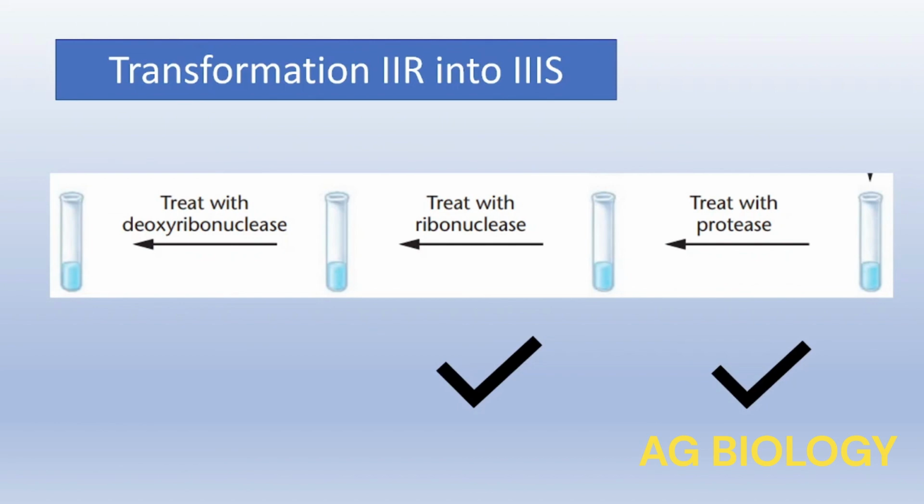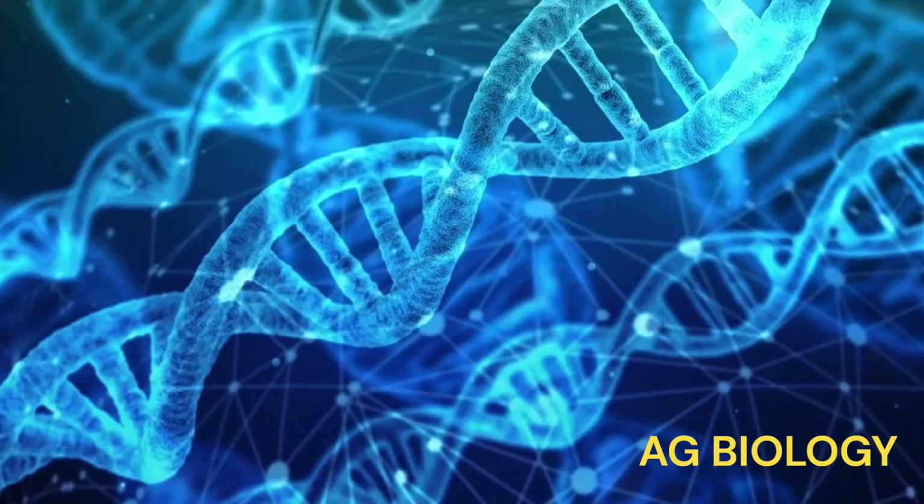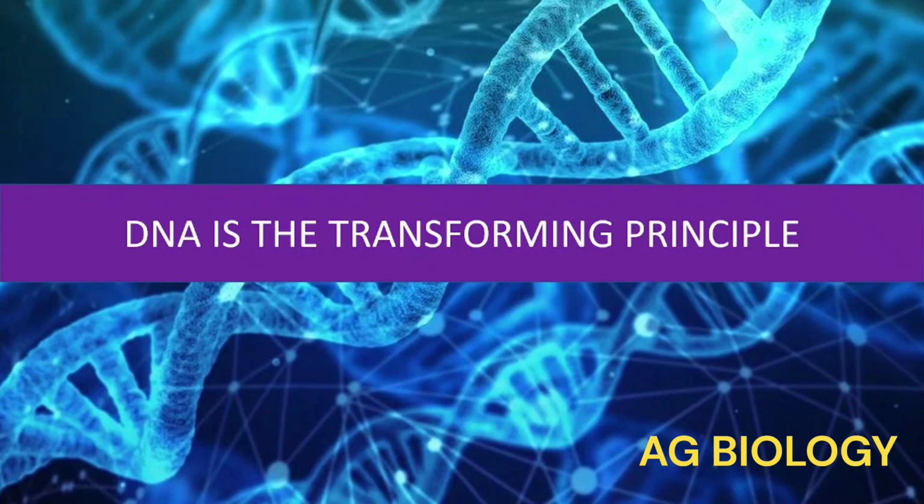But after treating with DNA-digesting enzymes, that is deoxyribonucleases or DNases, the transforming ability of the filtrate was completely destroyed. This led to the conclusion that the active compound in the transforming principle is DNA. Avery and his colleagues recognized the genetic and biochemical implications of this work, and they observed that transformation is heritable and affects the genetic material.